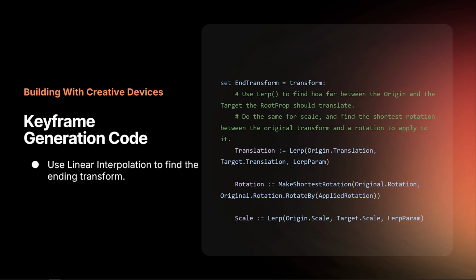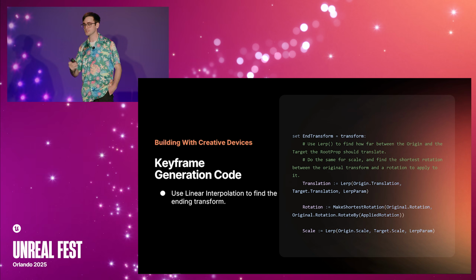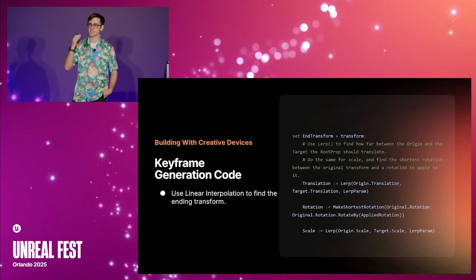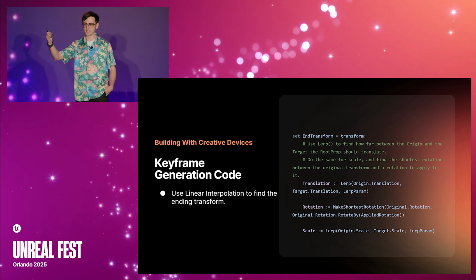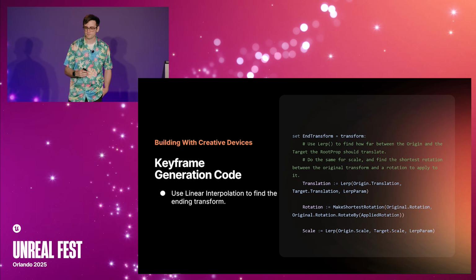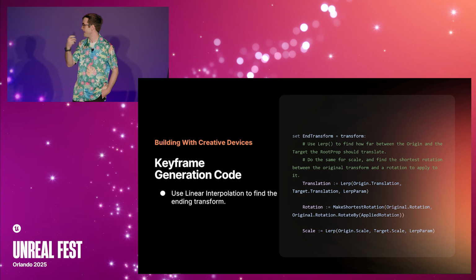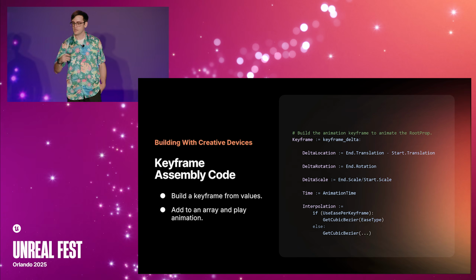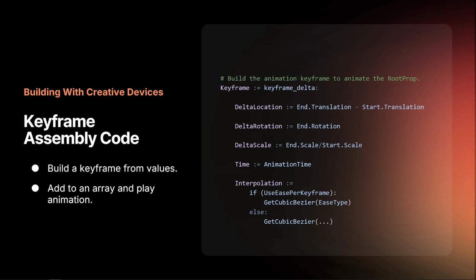Then, animations. I'm not going to get too deep into how animations work in this talk, but the long and the short of it is animations are split into a number of keyframes. Each keyframe says where the object is at some point in time and then how long it takes to get to the next keyframe. So we need to do a bunch of math, linear interpolation, to find the end transform. We assemble each of the different keyframe pieces of this animation. Then we add them to an array and play them on the animation controller for that creative prop.